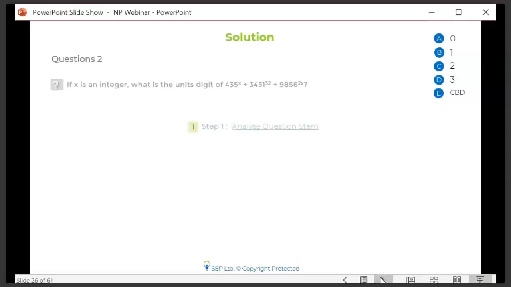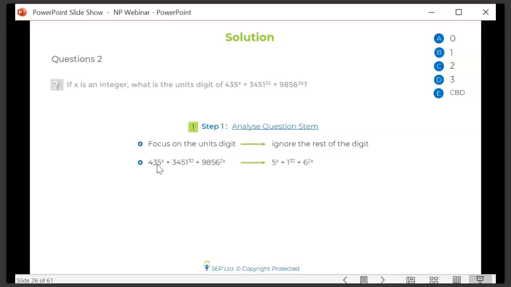Now, the first thing you need to keep in mind is that when you're solving a question on unit digit, you need to focus only on the unit digit, right? So we should ignore the rest of the digits. We can write the given expression directly like this. We can ignore 43 or 435, 3451. We can ignore the 345 and we can ignore 985 and just write it like this, because we just need the unit digit to solve the problem.